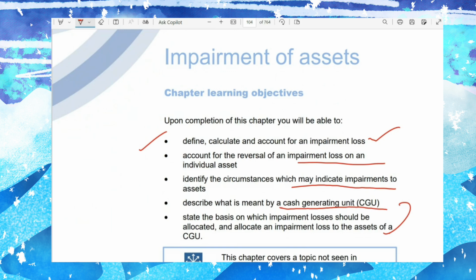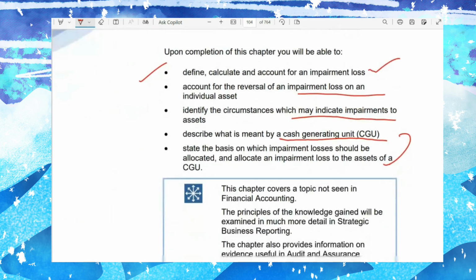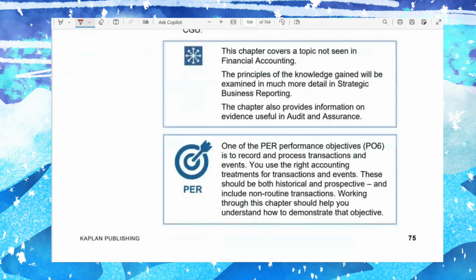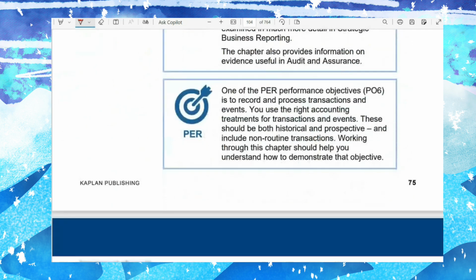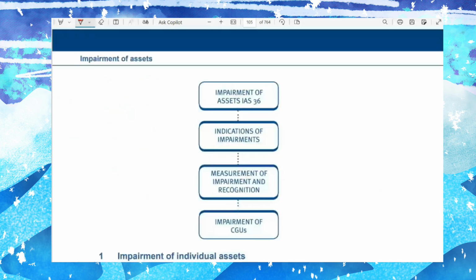Impairment of assets is covered under IAS 36. We will discuss the indications of impairment, how impairment of an asset can be identified, the measurement and impairment recognition criteria, and impairment of a CGU.